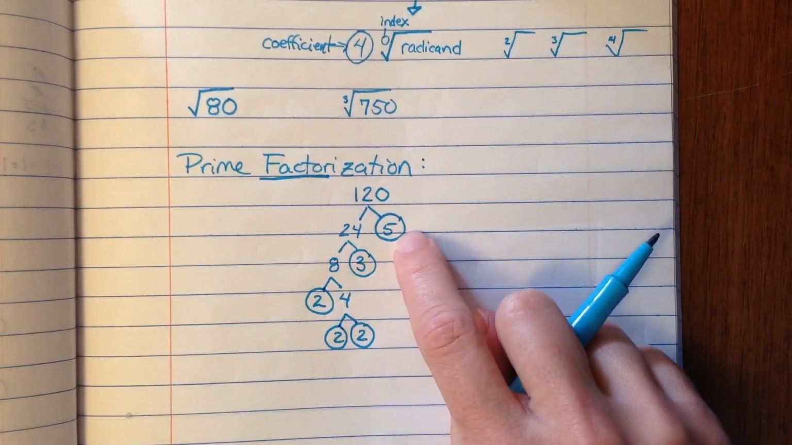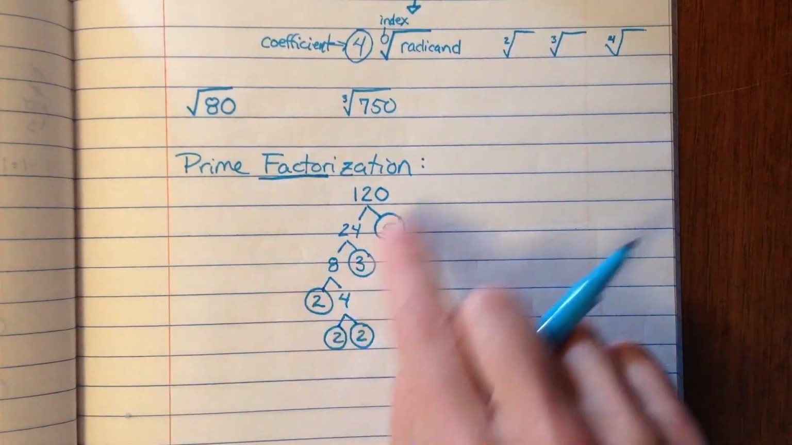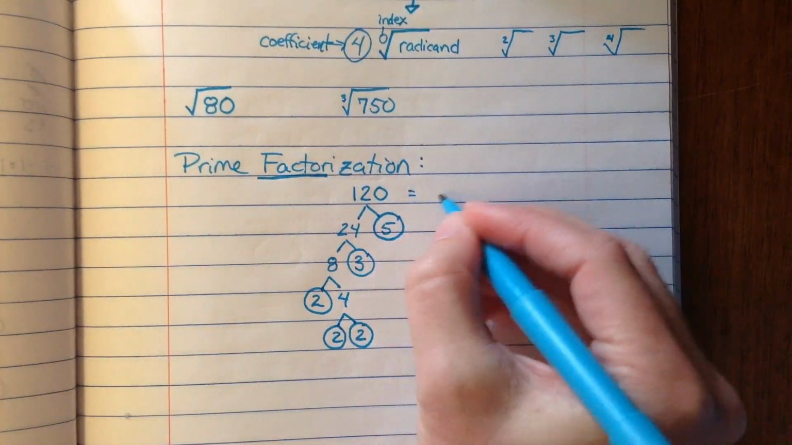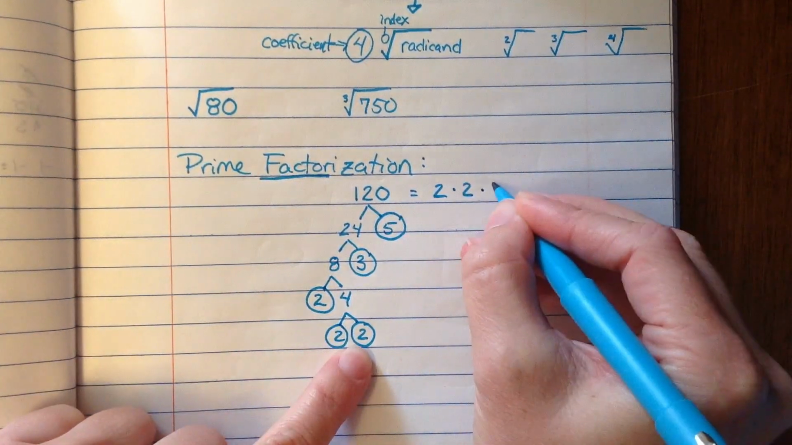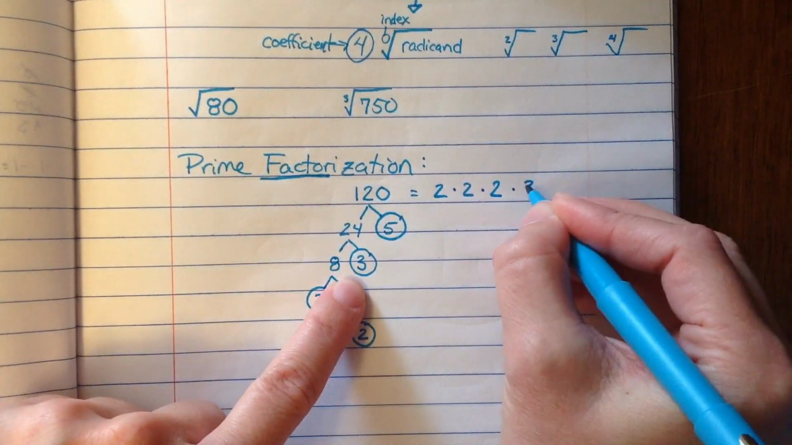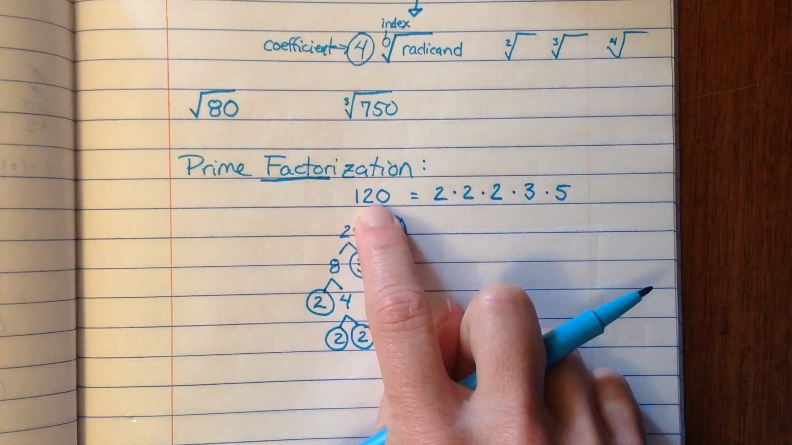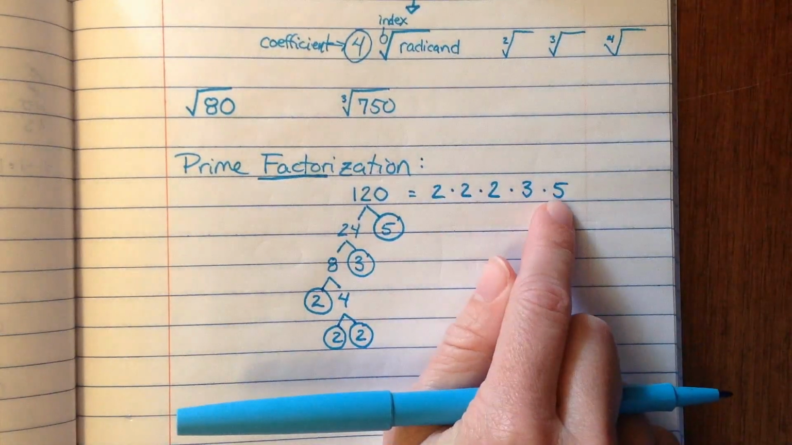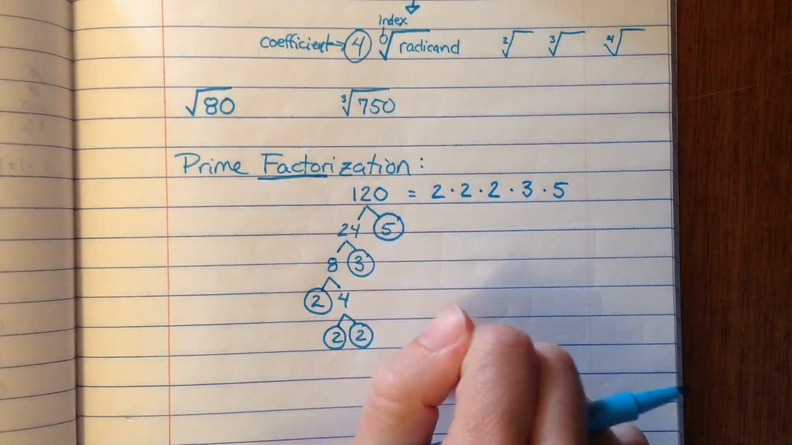When you find a prime number and you circle it, and then you look at the end of your factor tree, all these prime numbers that you've gotten, if you were to do 2 times 2 times 2 times 3 times 5, guess what you would get? 120. And so this string of multiplication actually equals the original number that we started with.